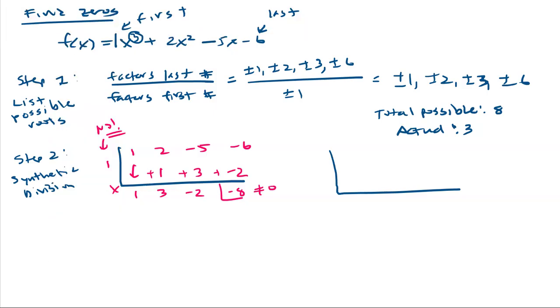So let's say we have 2. Normally I do 1, -1, 2, -2. All right, so go ahead and try this here. We have a couple minutes to see if you get this one.